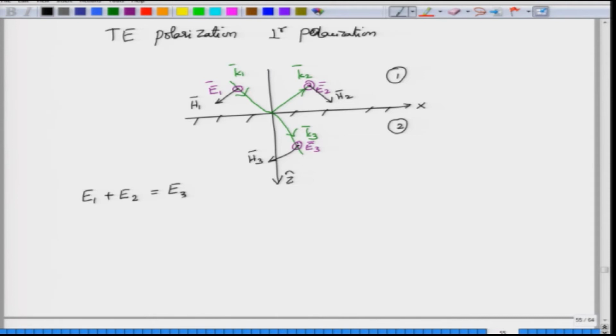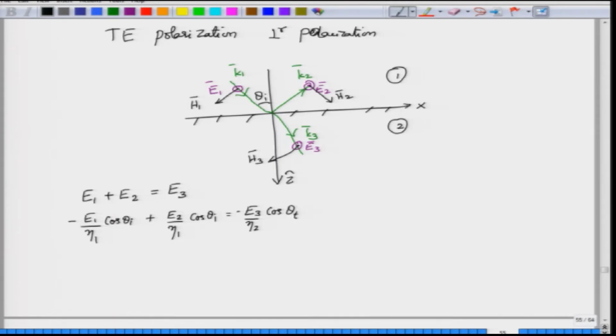So, I get E1 plus E2 equal to E3, because everywhere this is parallel to the interface. However, for the magnetic field what we get is minus E1 divided by eta 1 cos theta 1. Clearly E1 by eta 1 is basically H1, and you are looking at H1 cos theta i, and because this tangential component of H1 is along the minus x direction, you get a minus sign here. Apart from that one, the rest is quite simple. So, you have E2 divided by eta 1 cos theta 1, which would be equal to minus E3 divided by eta 2 cos theta t.